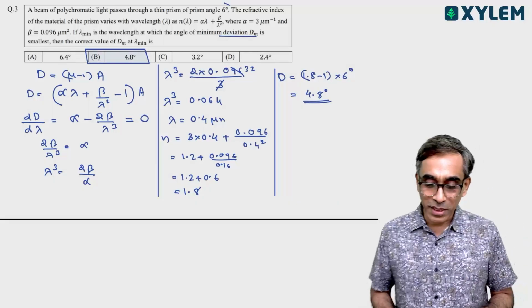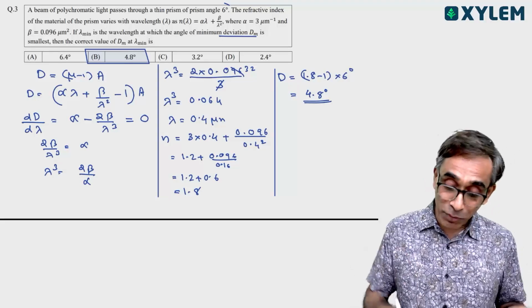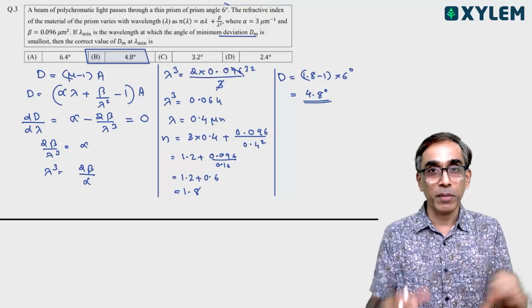I just got stuck on this: the wavelength at which the angle of minimum deviation is smallest. There are so many minimums in that.